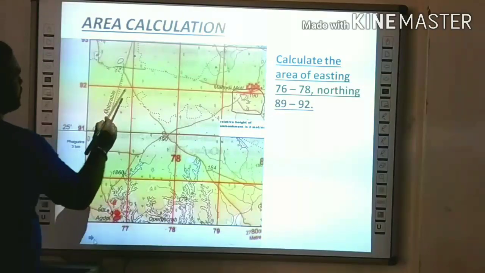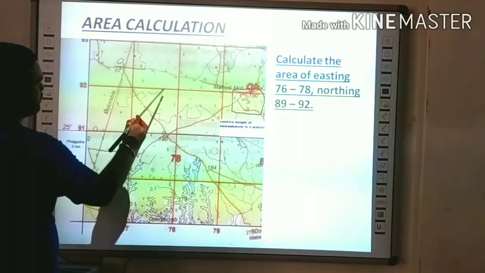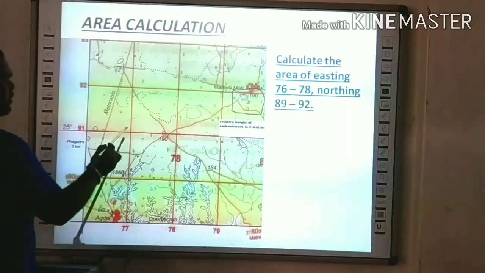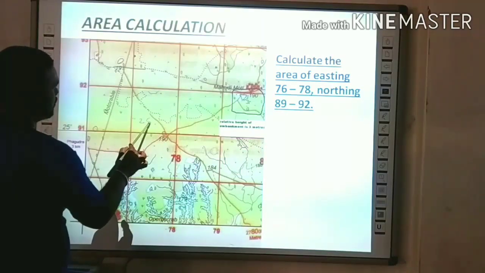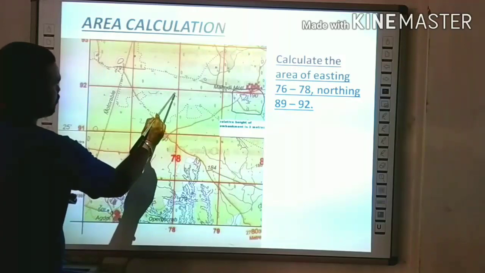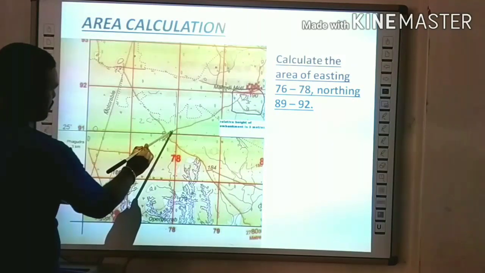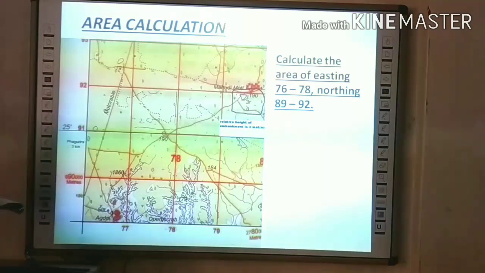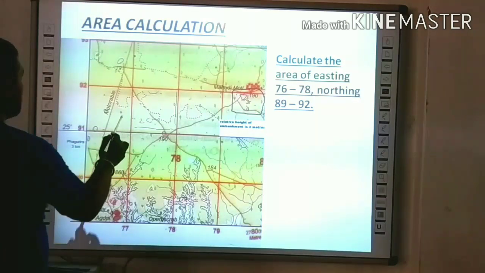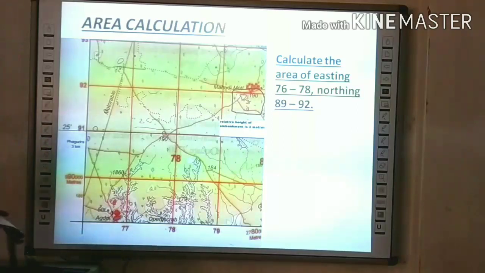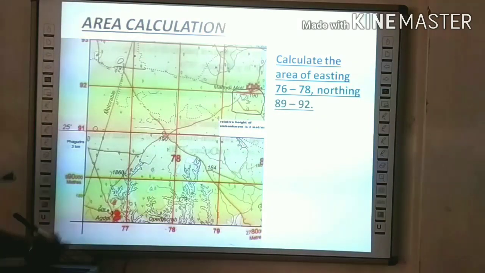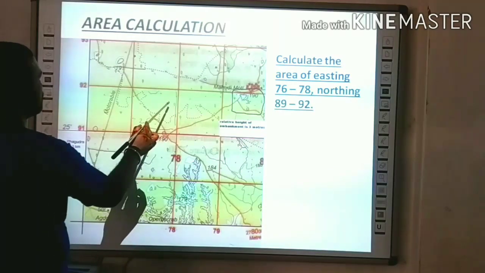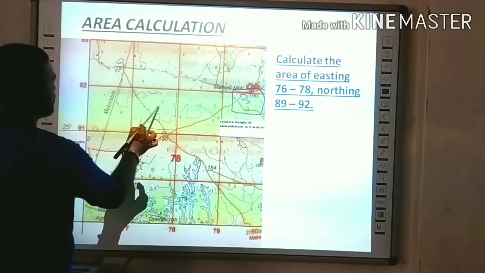Say a single box, this box, is of 2 centimeter. All the sides have 2 centimeter, isn't it? Now what is the scale of the map? The scale of the map is 2 centimeter is equal to 1 kilometer.